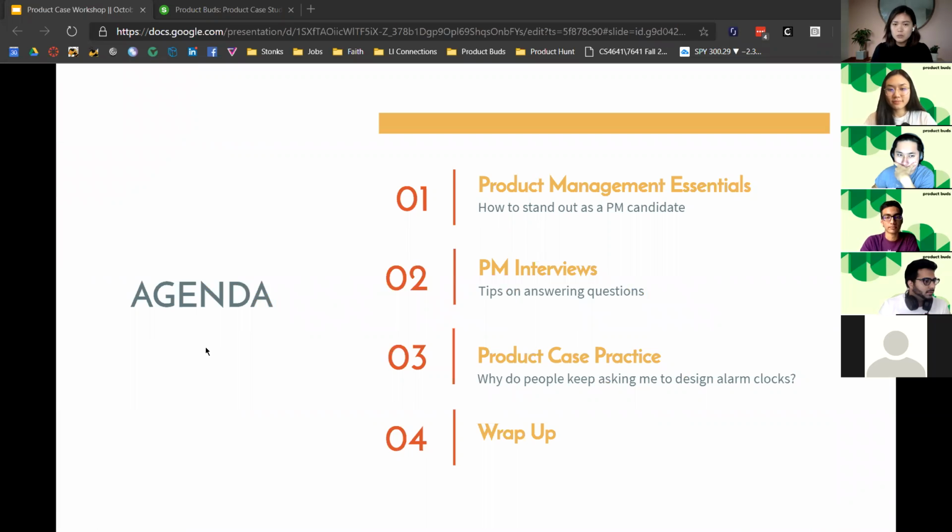Okay, so to kick things off, we'll start with a general overview of what you really need to be a product manager, the skills that let you stand out as a PM candidate. Then we'll go over some of the PM interview questions and different tips I have from my experience interviewing. And then we'll get into the meat of it, which is practicing the product cases.